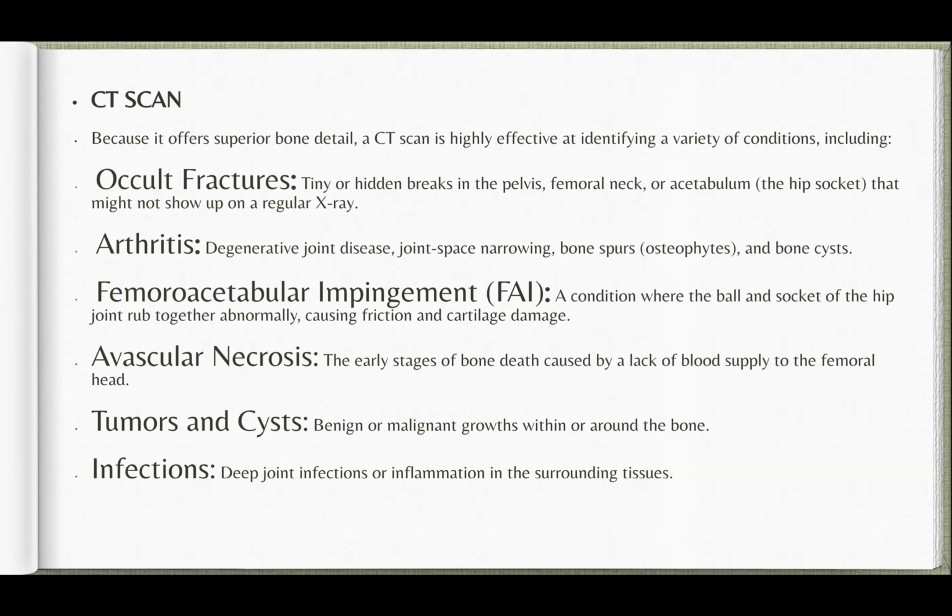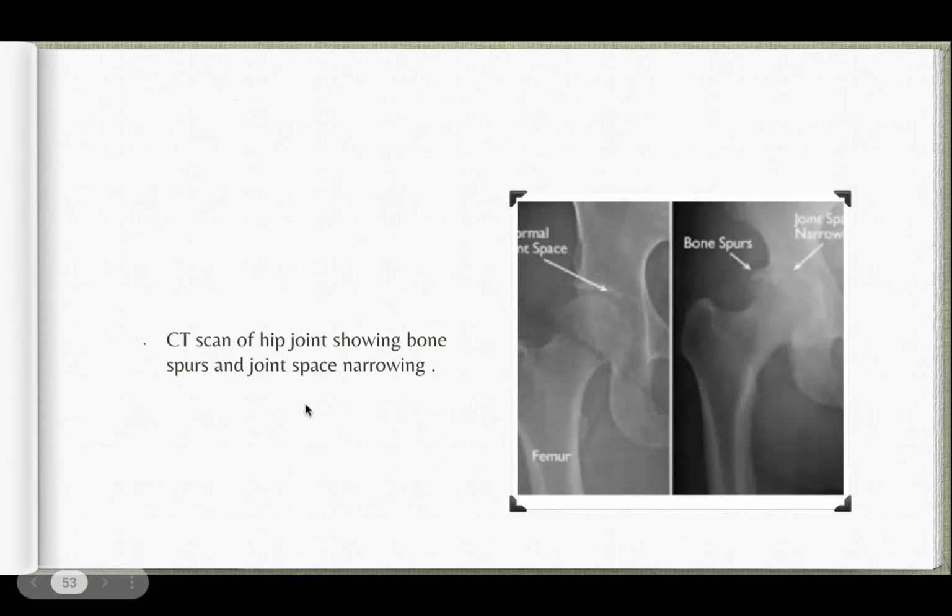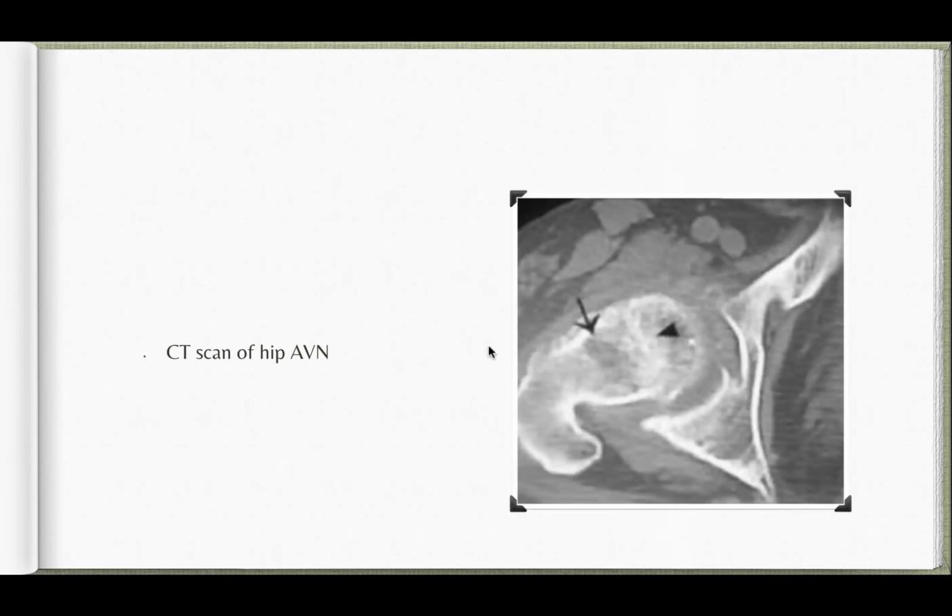Tumors and cysts, benign or malignant growths within or around the bone. Infections, deep joint infections or inflammation in the surrounding tissues. This is a CT image of hip joint showing bone spurs and joint space narrowing, generally seen in osteoarthritis. This is an image of CT scan of hip avascular necrosis, where you can see the avascularity in the hip joint.